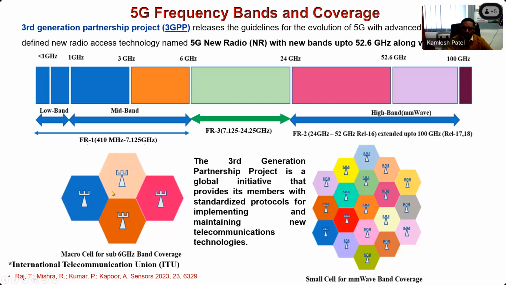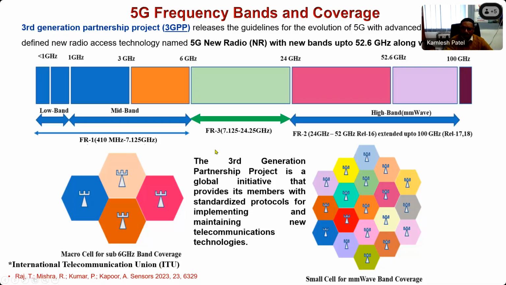So while we talk about the lower frequency band, FR1, the mobile tower will be placed having a somewhat large cell area, while in case of the millimeter wave, which covers from 24 to 52 gigahertz, the cell size will be very small. So in a small area, more cells will be required to have proper communication. These frequency bands are decided by the 3rd Generation Partnership Project along with the ITU. ITU stands for the International Telecommunication Union.